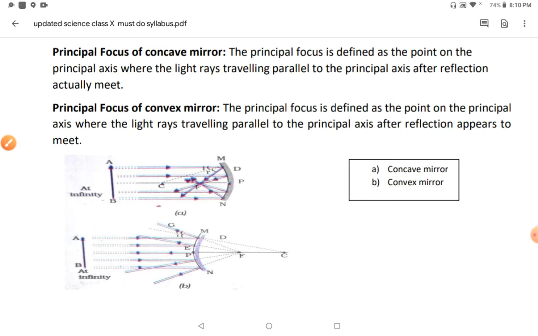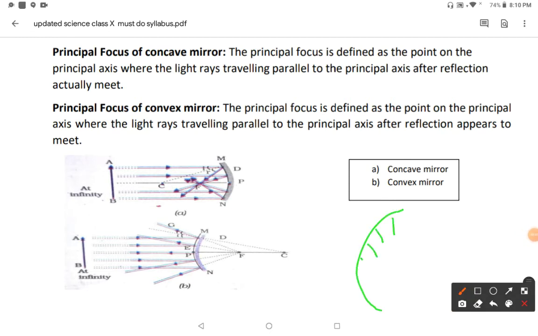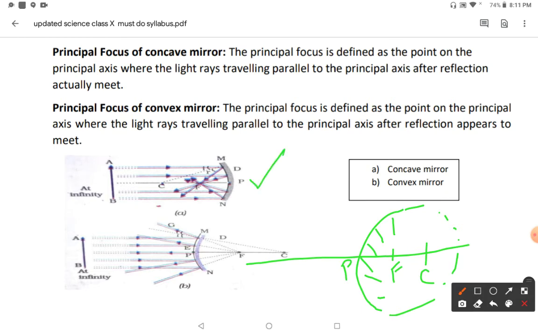But there is one more difference between the principal focus of the concave and convex mirror. In the convex mirror, the phenomenon is different because the inner part is polished and the outer part is the reflecting surface. If we draw it in a circular shape, because it is a spherical mirror, the center is always behind the mirror, and this is the focus and this is the pole. It is also called a diverging mirror. The concave mirror is called a converging mirror because all rays converge at a point after reflection. But in this case, when rays come parallel to the principal axis, after reflection they diverge, so it is called a diverging mirror.